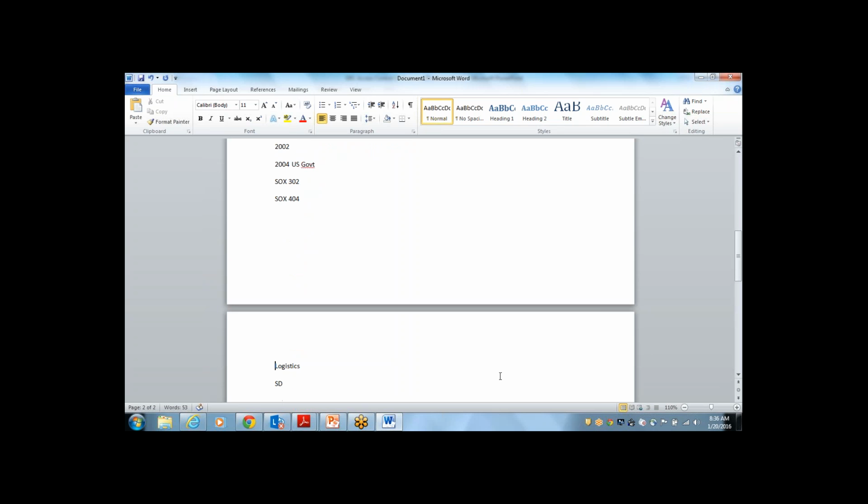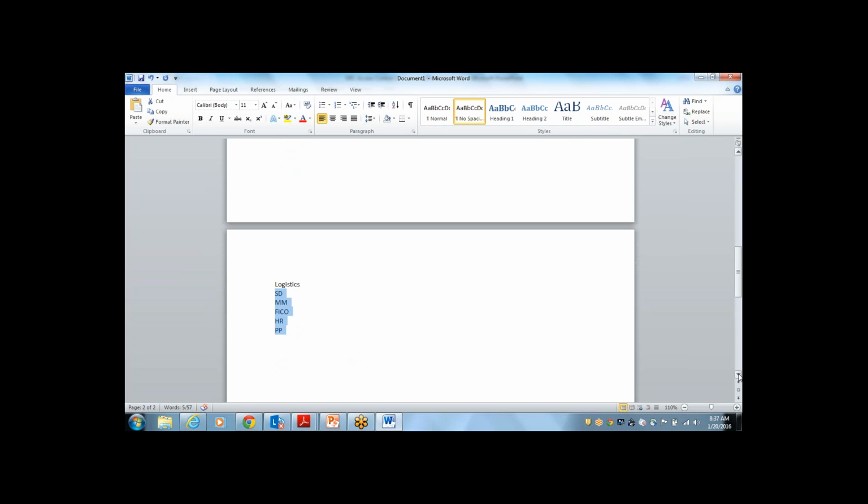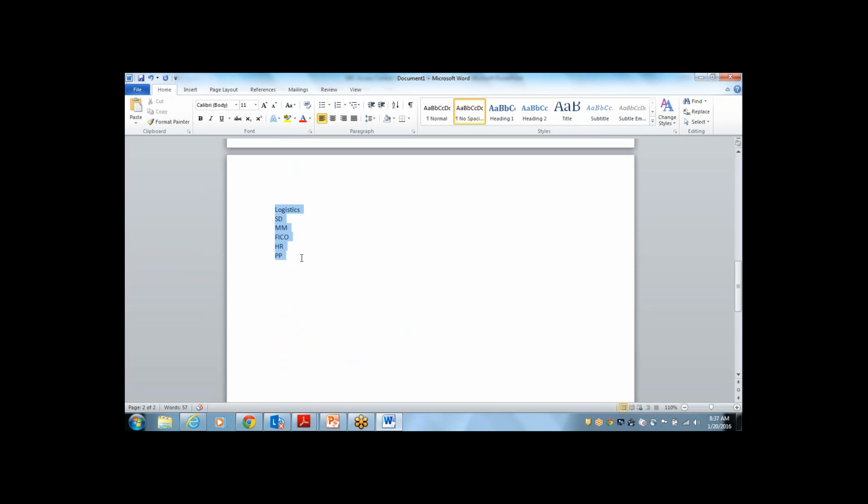Let me give you a simple list here. Logistics are SD, MM, finance, which I can say is FICO, HR, PP. These are commonly called logistics, and they are very important and basic business processes, or modules, in every SAP ECC landscape. Very important and very basic. If you install any SAP ECC system, you will get these logistics by default.